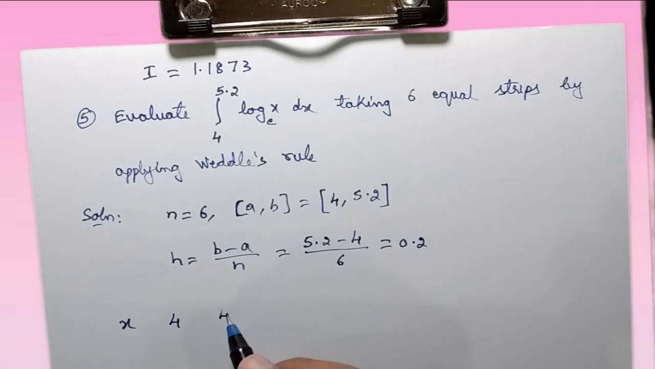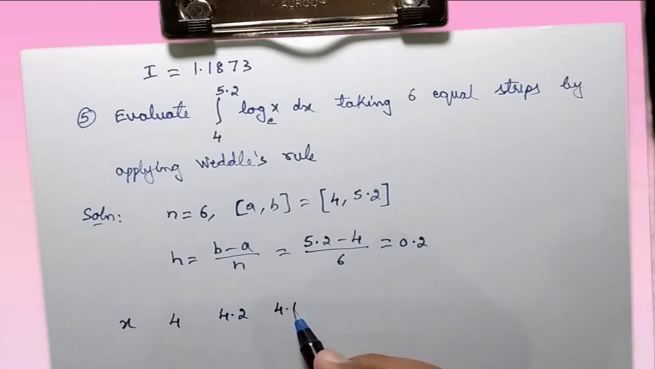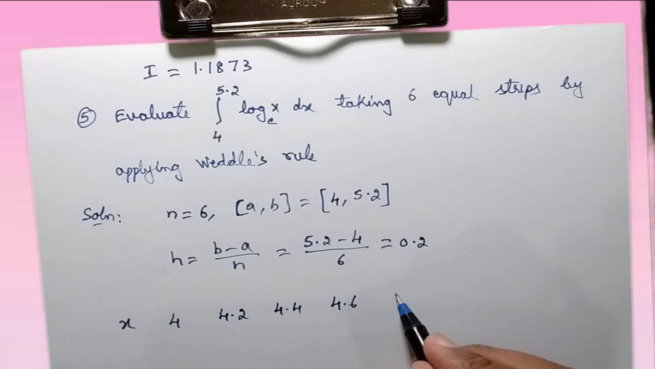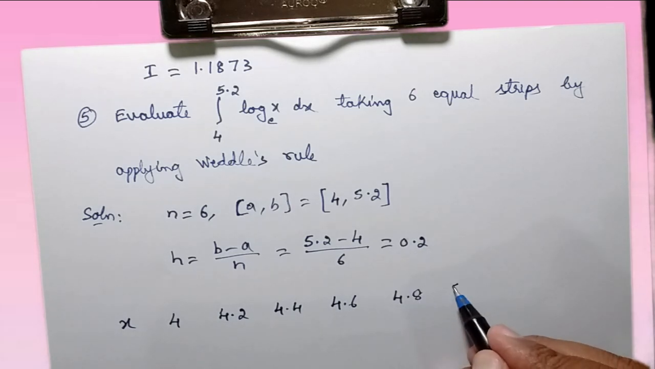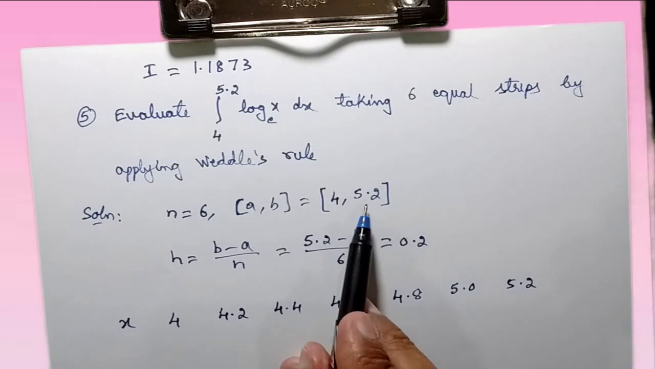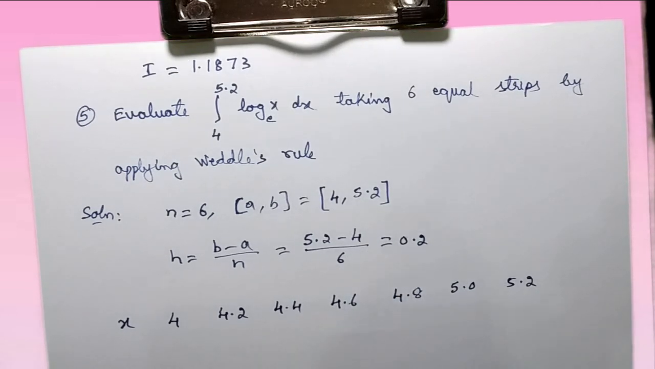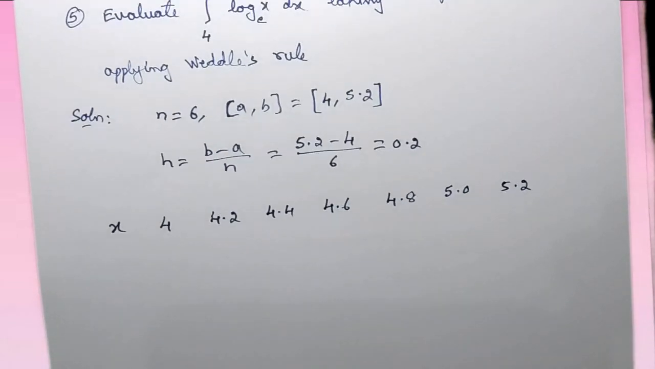4 plus 0.2 will be 4.2. 4.2 plus 0.2 will be 4.4. 4.4 plus 0.2 will be 4.6. Next 4.8, next 5.0, next 5.2. The final value of b over here is 5.2. You have to go on continuing till you get 5.2. So that's the value we have.